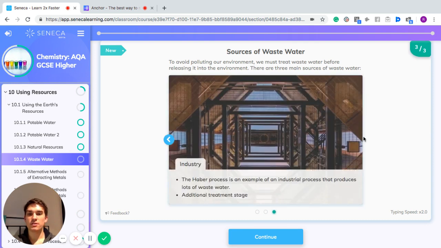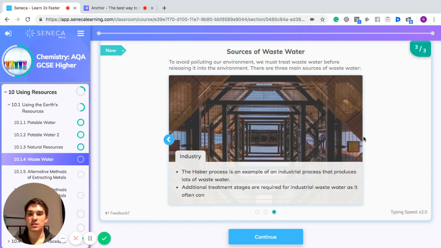And the Haber process is an example of an industrial process that produces lots of wastewater. Additional treatment stages are required for industrial wastewater as it often contains harmful chemicals.